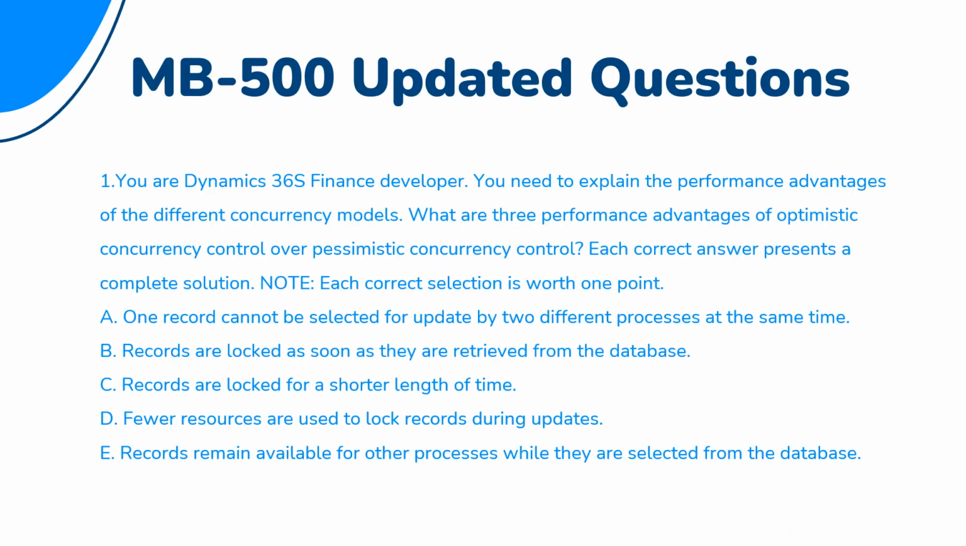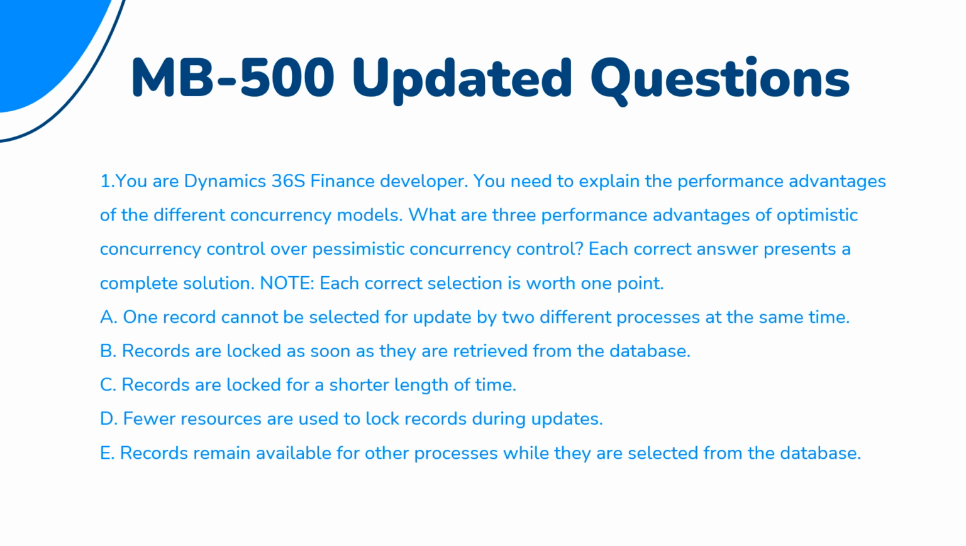1. You are a Dynamics 365 finance developer. You need to explain the performance advantages of the different concurrency models. What are 3 performance advantages of optimistic concurrency control over pessimistic concurrency control? Each correct answer presents a complete solution. Note: each correct selection is worth 1 point.